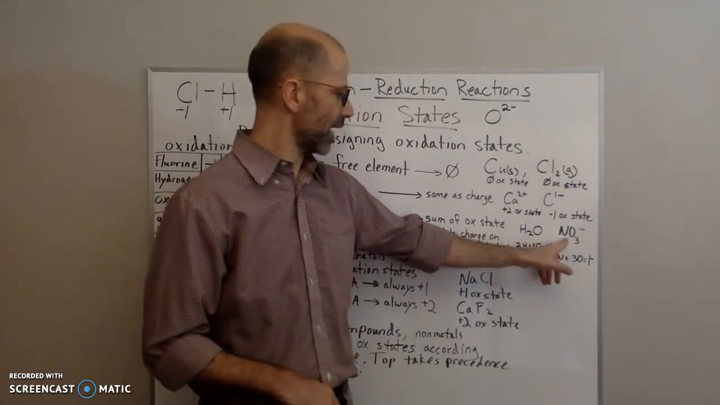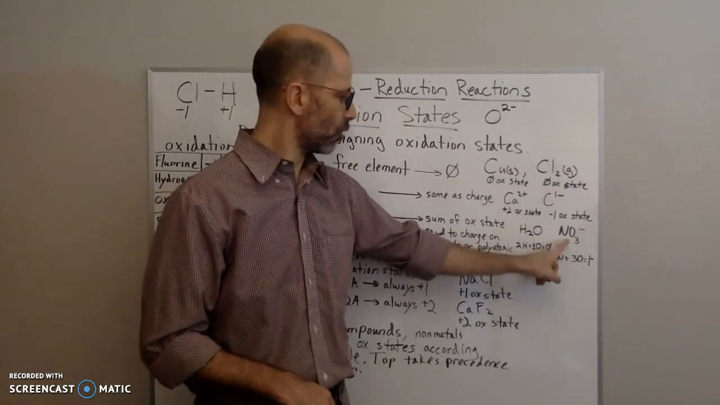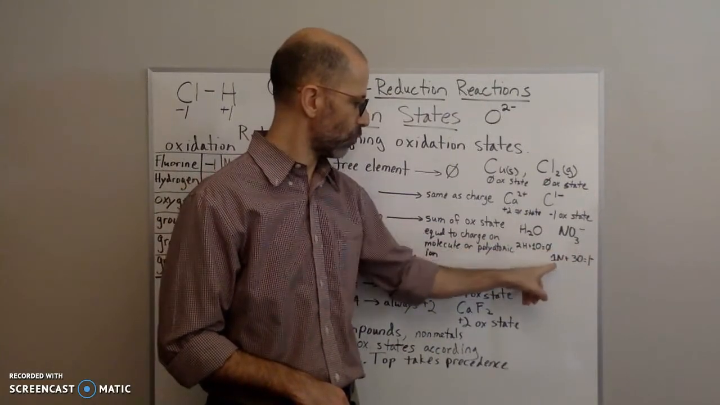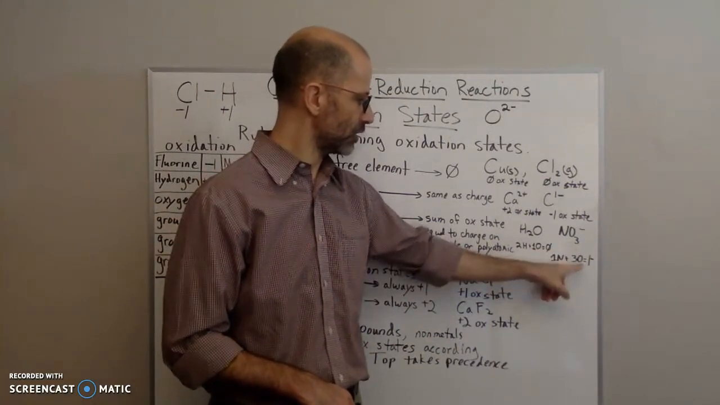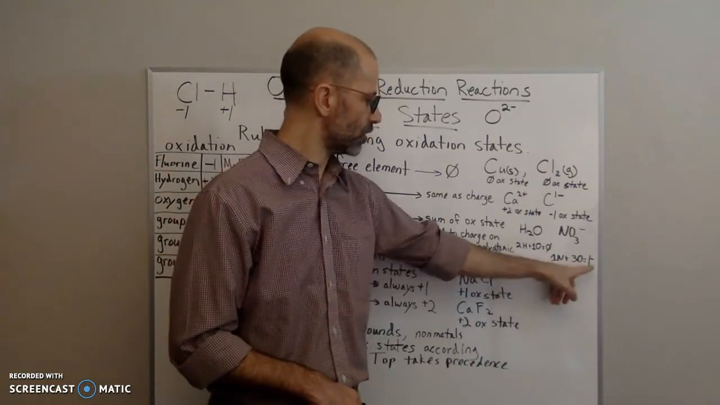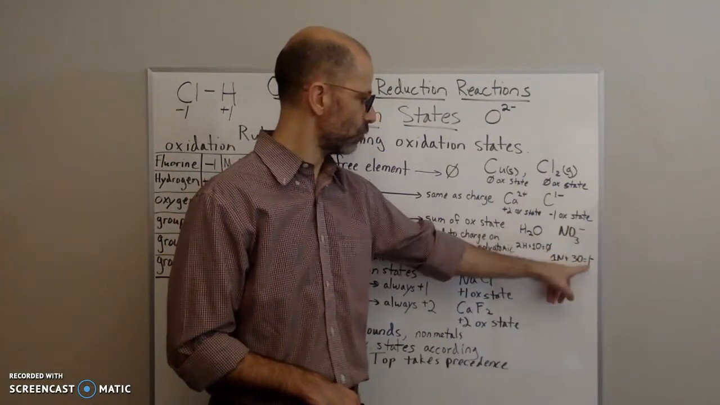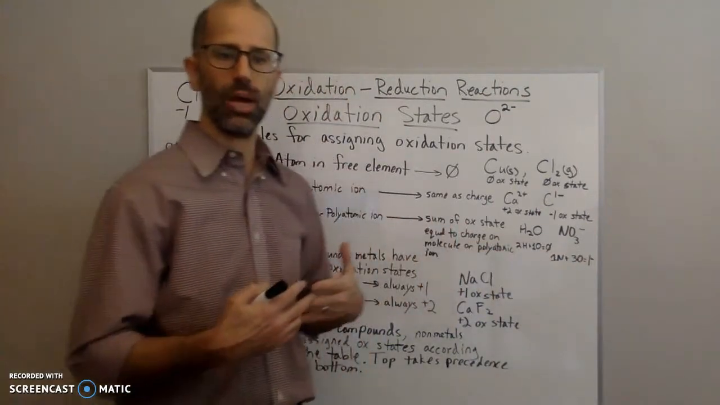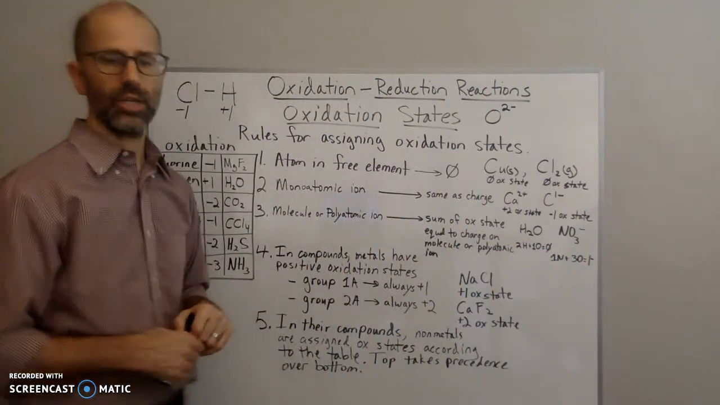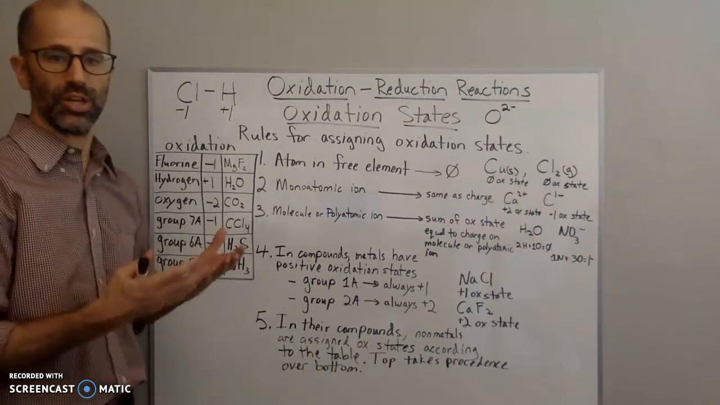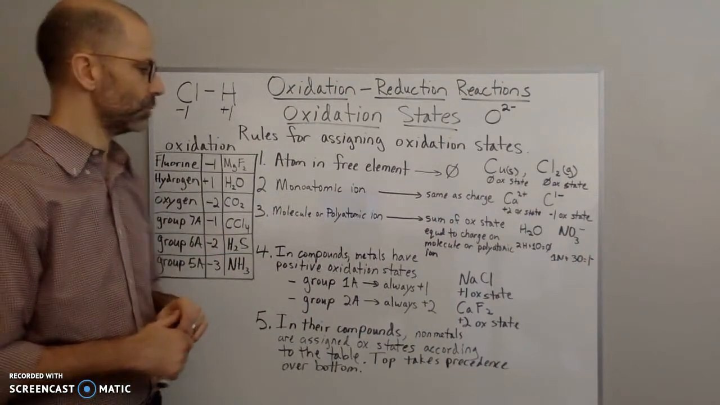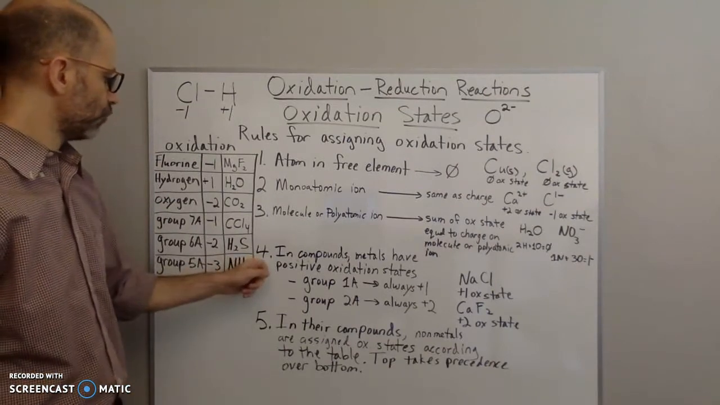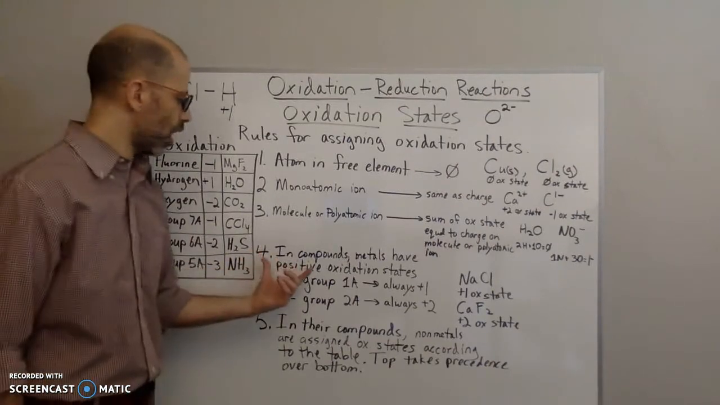For this polyatomic ion nitrate, the 1 nitrogen and the 3 oxygens, the oxidation states for the 1 nitrogen and the 3 oxygens should total to the same charge, which is a -1. So the oxidation states should sum up to the charge on the ion, or 0 if it's a molecule. So that's number 3.